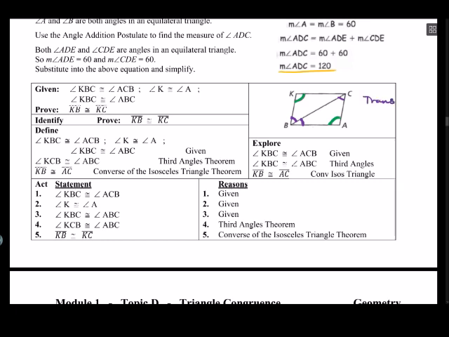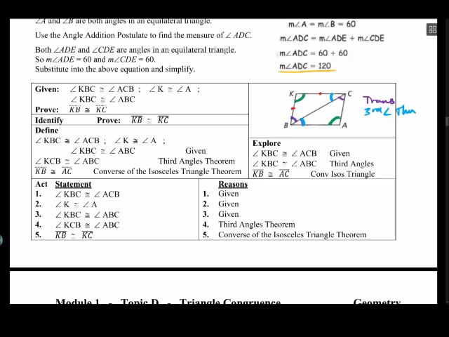What am I trying to prove? That KB is congruent to KC. I want this to be an isosceles triangle. I want those two to be congruent. I've got two angles that are congruent. That means that I can say those angles are congruent by my third angles theorem. And because these two angles down here in this corner are already congruent, I'm going to have an isosceles triangle by the converse of the isosceles triangle theorem.